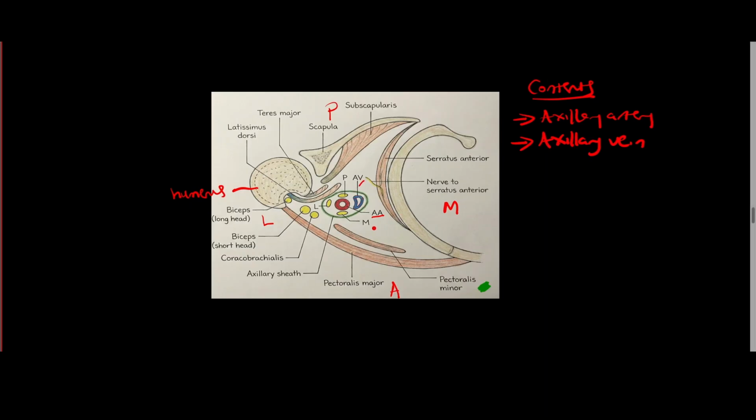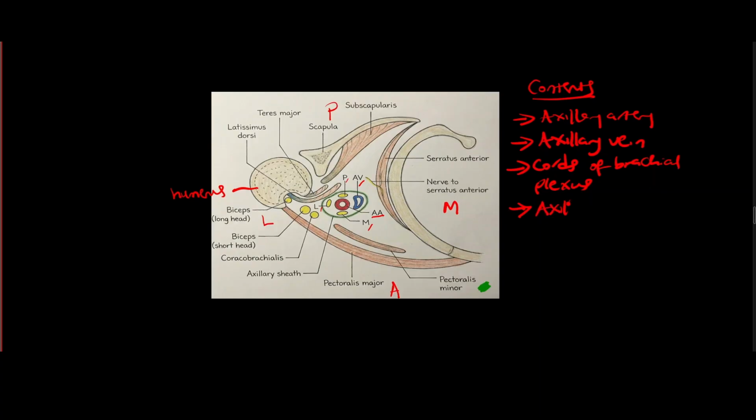We also have the cords of the brachial plexus. We have the posterior cord, the lateral cord, and the medial cord of the brachial plexus. As part of the contents of the axilla, we also have lymph nodes, axillary lymph nodes.